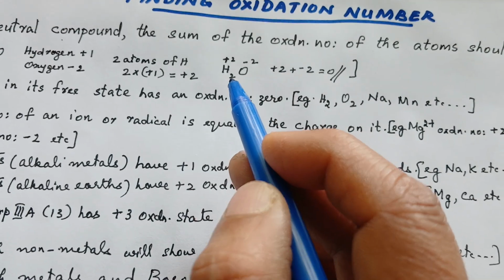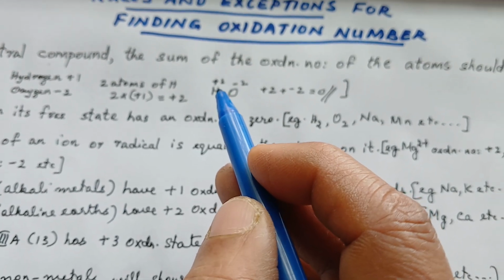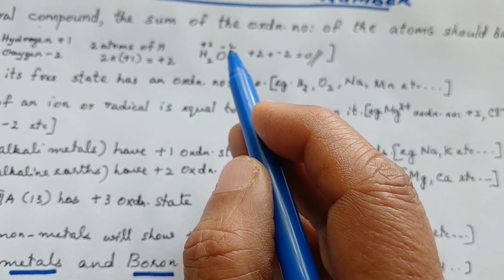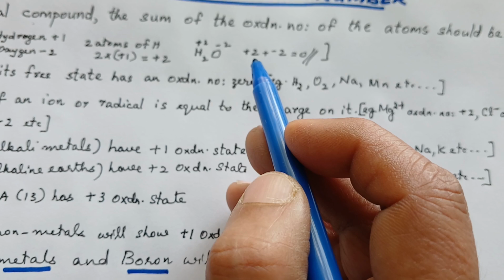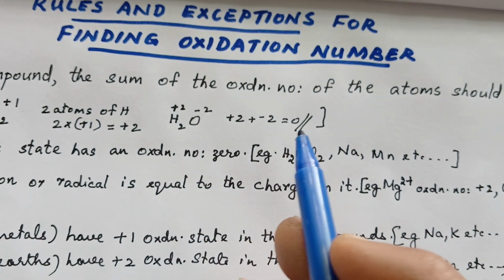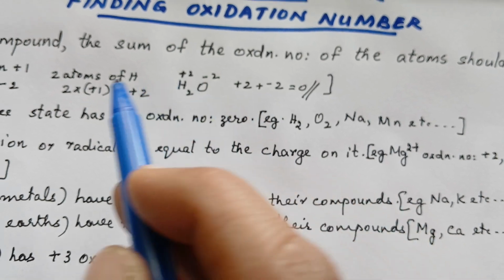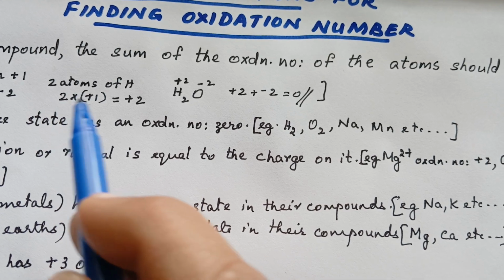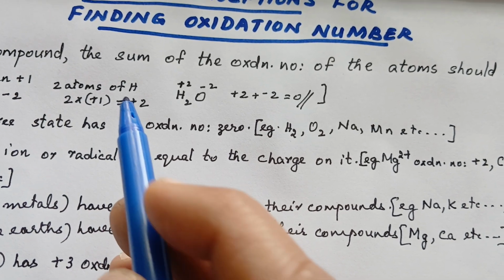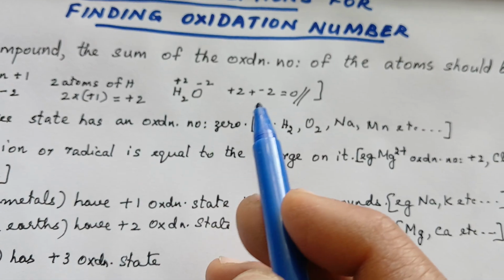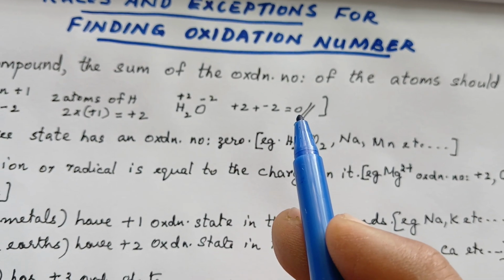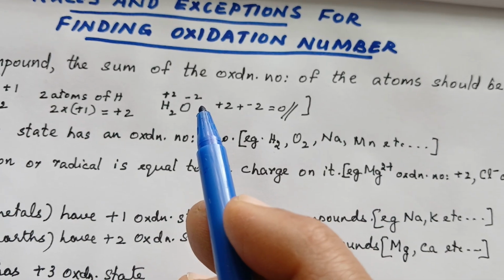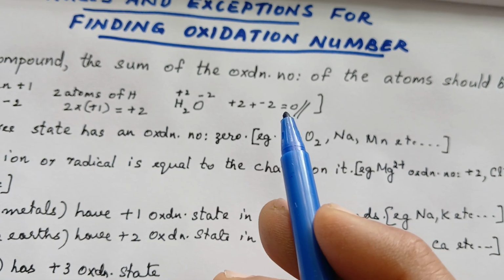And if we substitute that in water, H2O, on top of H2 we can write +2, and above oxygen we can put -2. So the sum of +2 and -2 will be equal to 0. So the total oxidation state of the component atoms hydrogen and oxygen, when their oxidation states are added, it will become neutral, or it will show 0. 0 will be the sum of the oxidation states of the component atoms in a molecule, in a neutral compound.